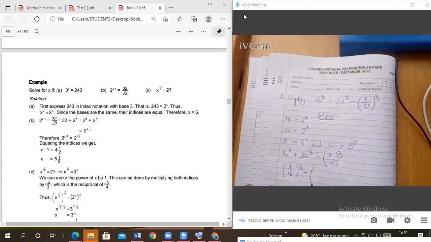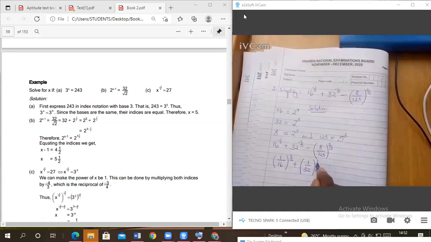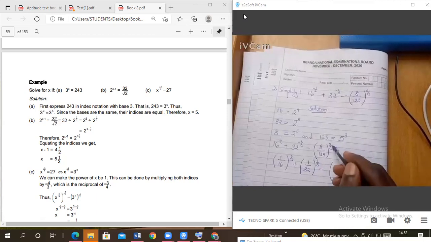Plus, for 32 will become 1 out of 32 to the power 1 out of 5, minus. Now, when you look at 8 and 3, the power is positive. So we don't need to get the reciprocal of this because their power is already positive. Okay?